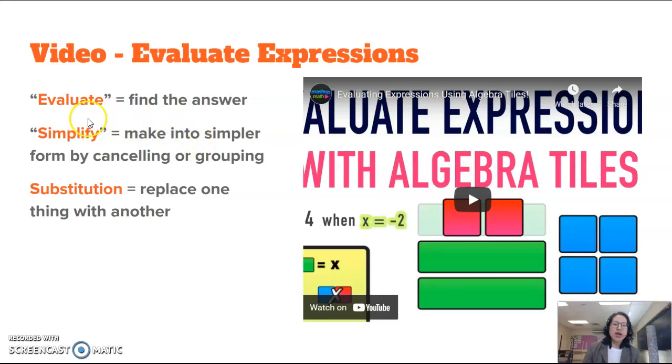And so evaluate, when we're talking about math, means to find the answer or find the number, okay? Simplify in math means to make into simpler form, and we usually do that by canceling common things, common factors, or grouping things together. And then finally, substitution means to replace one thing with another, okay? So please watch this video. You can pause my video, watch the other video, and then come back to me.